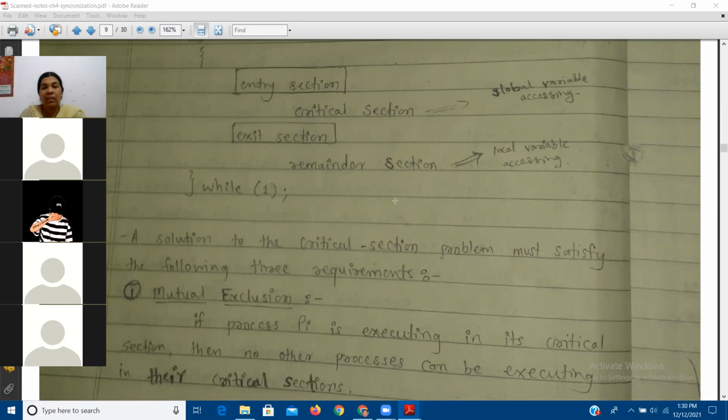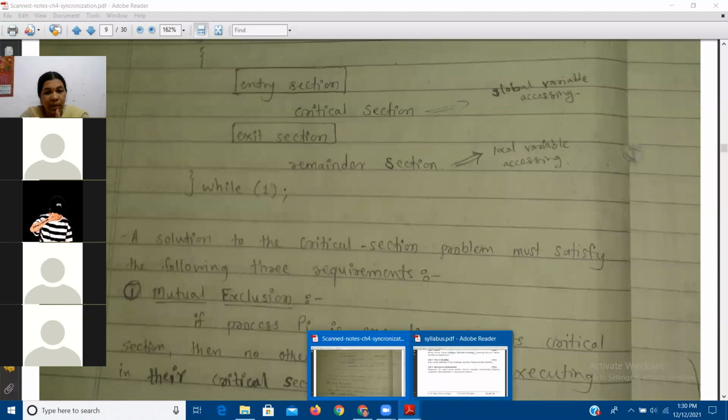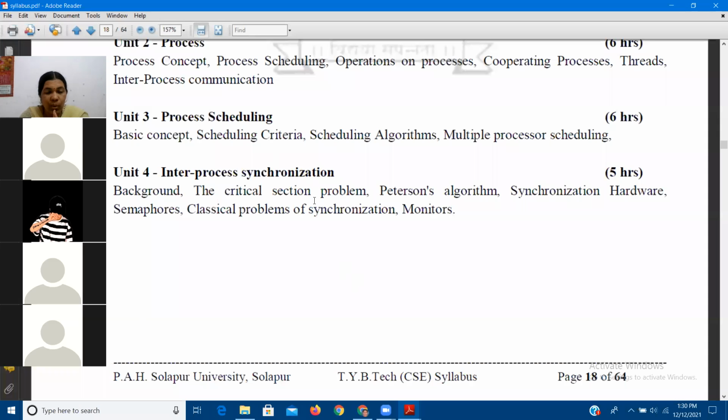Three algorithms are given as a part of Peterson's algorithm. Throughout this chapter, we are discussing only solutions to the critical section problem. Just now we discussed the critical section problem, and different solutions are provided to this problem. First of all, we'll discuss three solutions provided by Peterson. These are called algorithm 1, algorithm 2, algorithm 3.